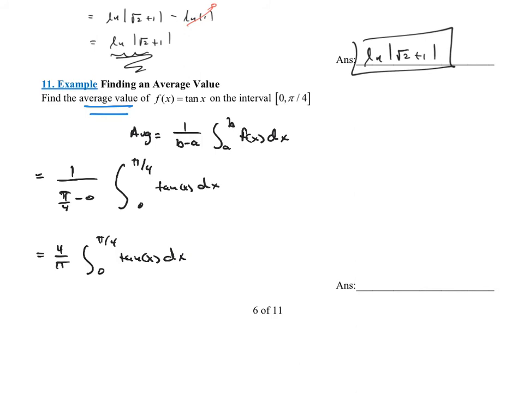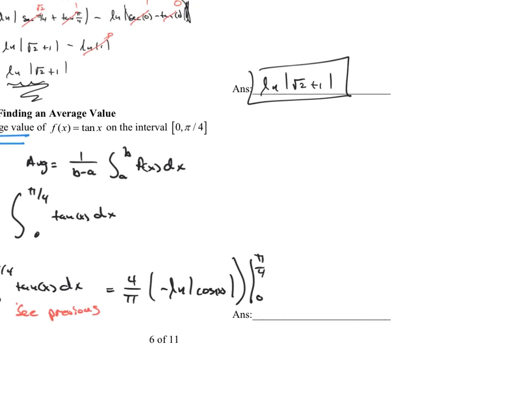But we know what the integral of tangent of x dx is equal to. So I'm just going to say see previous problem, because we did this. This is in the rules above, right? So this would be equal to 4 over pi times, the integral of tangent of x was negative the natural log of the absolute value of the cosine of x. That's what we proved on the previous page, right? And this is going to be evaluated from 0 to pi over 4.